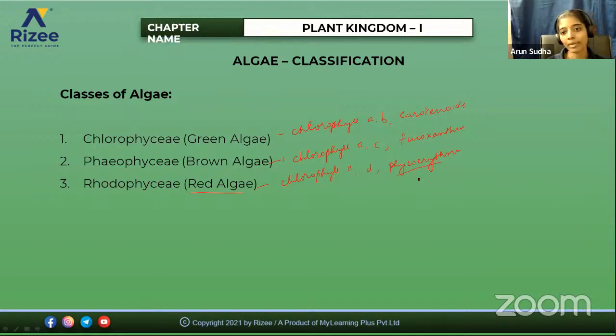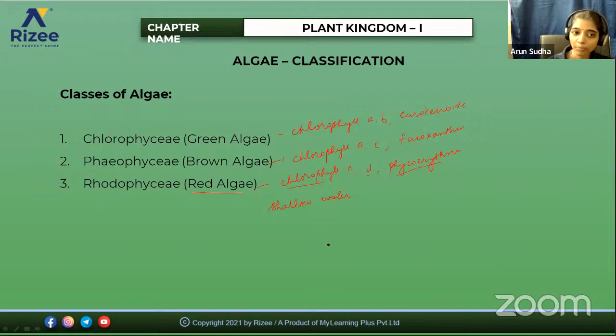So this phycoerythrin gives them the capability to exist in deep water. But not all red algae will be red in color, because in some algae the phycoerythrin gets degraded, and in that case only chlorophyll A and chlorophyll D remain. So those organisms will exist in shallow water, and the color of the algae also will change. They will not always be red in color. So it depends on the light penetration level which type of algae will exist.